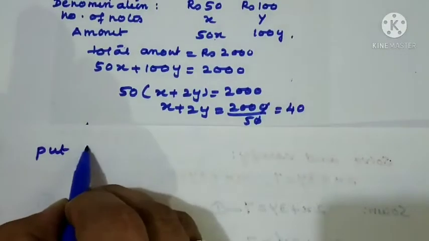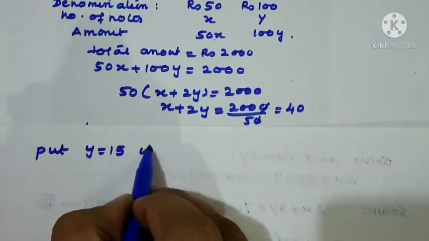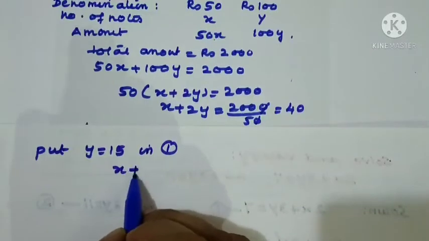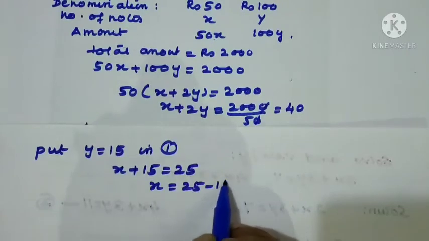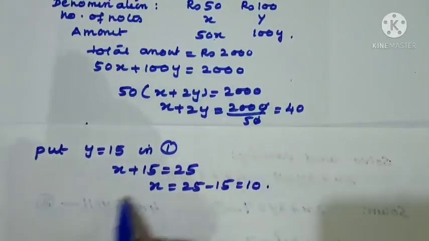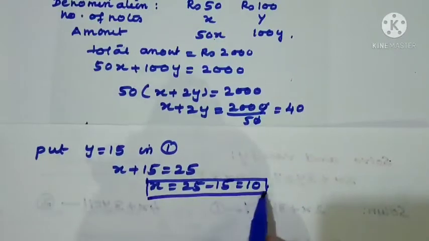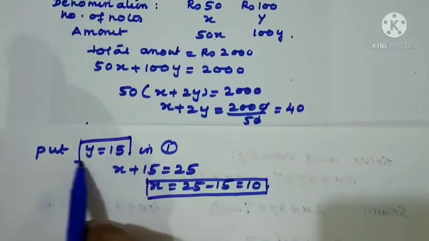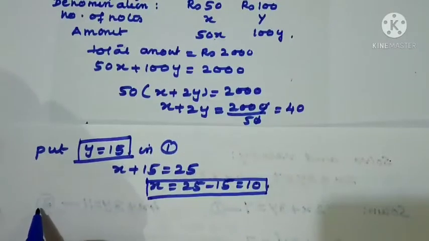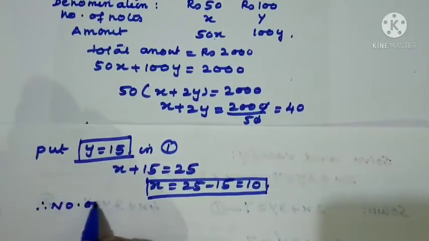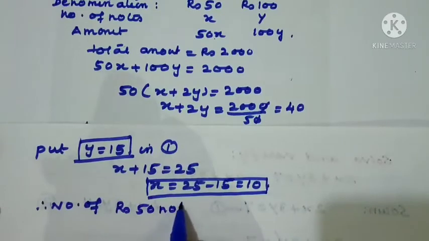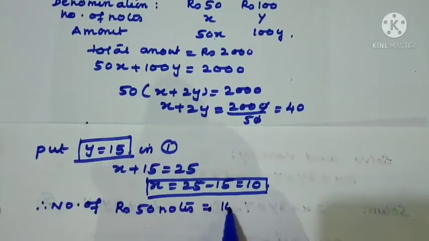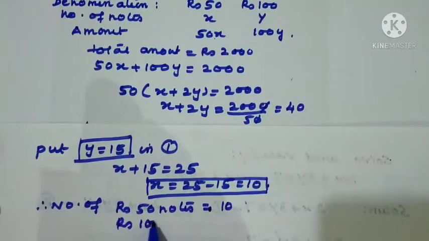Put y equal to 15 in equation 1. So x plus 15 equal to 25. x equal to 25 minus 15 equal to 10. So what did we get here? First y equal to 15 we got, and x equal to 10 we got. So therefore, what is x for us? Number of rupees 50 notes equal to 10. Rupees 100 notes is equal to 15.